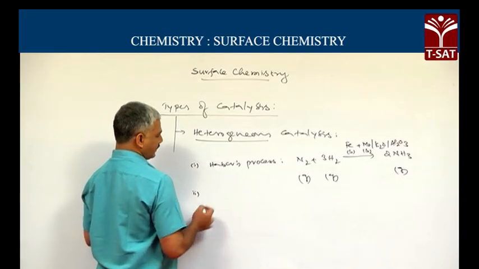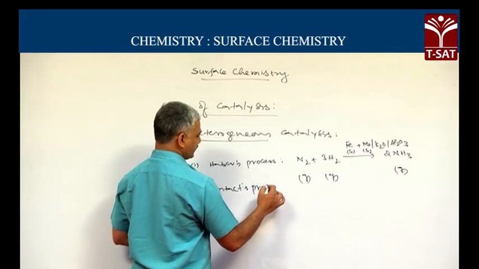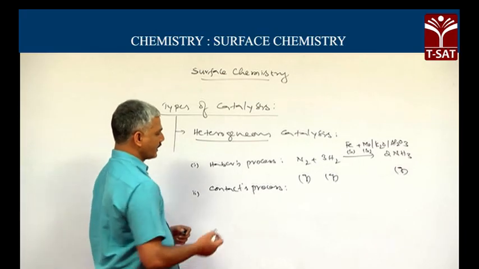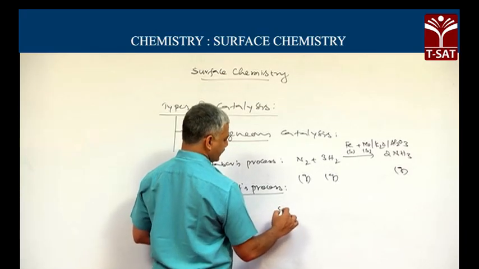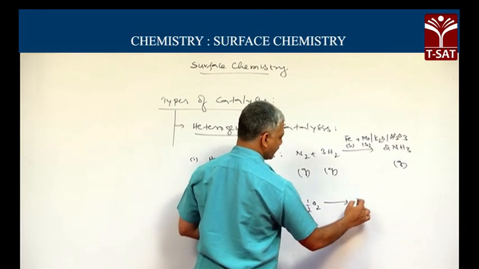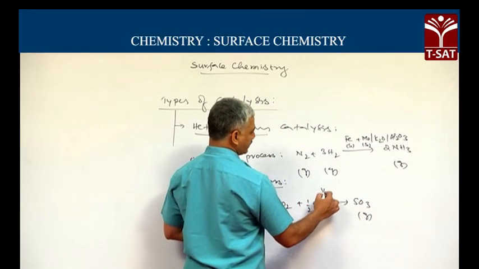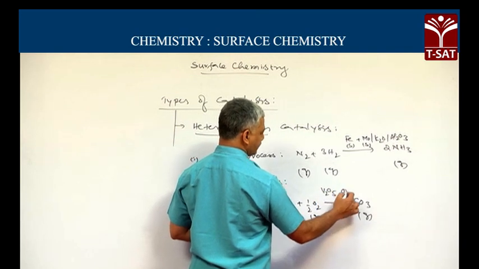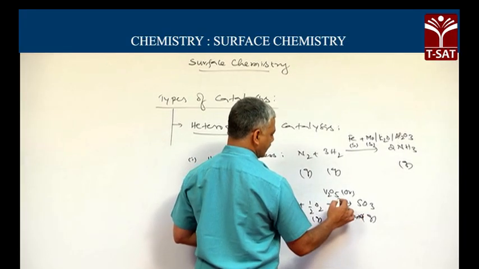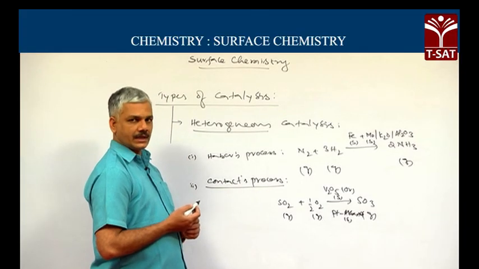One more example that we can take is a reaction involved in the contact process that is used in the manufacturing of sulfuric acid. In the contact process, sulfur dioxide gas is oxidized to get sulfur trioxide. For this reaction, if vanadium pentoxide or platinized asbestos is used as catalyst, then it is an example for heterogeneous catalysis.